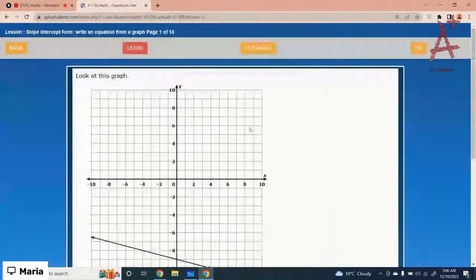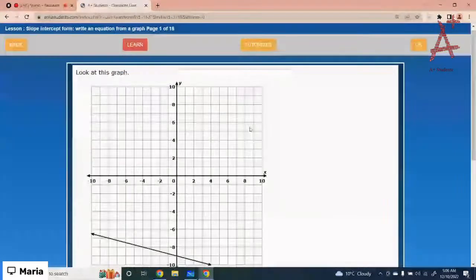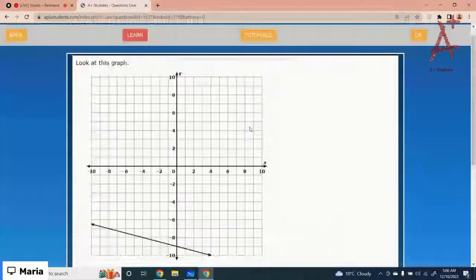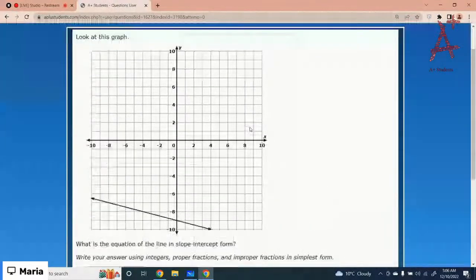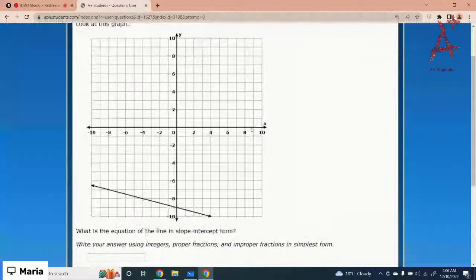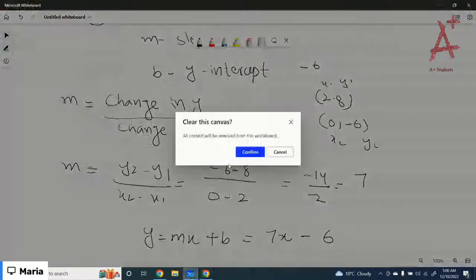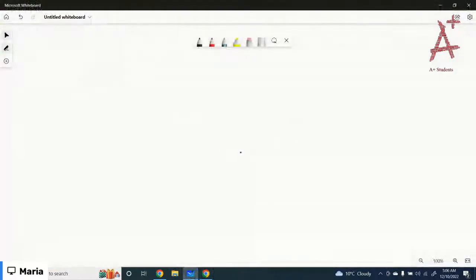If you have any question, please write the question in the chat box. I'll answer all the questions if you have any. Okay, we are given a graph. This one is the graph. Look at this graph. You have to write the equation in the slope intercept form. So the equation in the slope intercept form is y equals mx plus b. So you have to find the same two things. M, that is the slope, and b, that is the y-intercept. Got it?